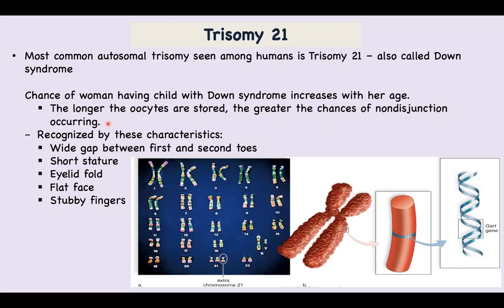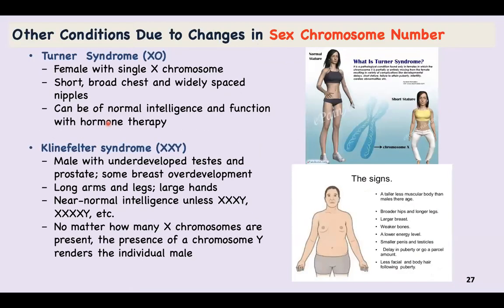Tapi wallahu alam, we can't really say that is the main cause of Down syndrome. Sebab ada je parents yang kahwin biasa umur 20 plus and still ada anak Down syndrome. Okay. So another condition, Turner syndrome. Turner ni female with a single X chromosome. Dia jadi X kosong, dia hilang satu.